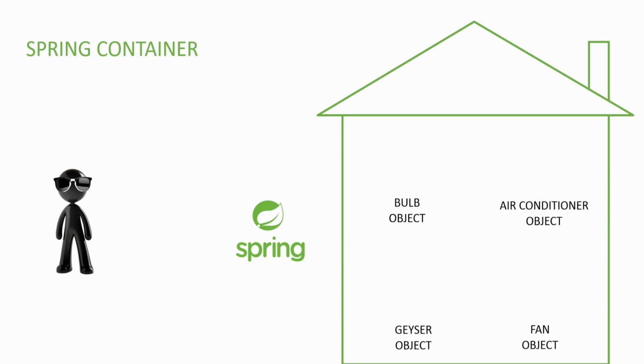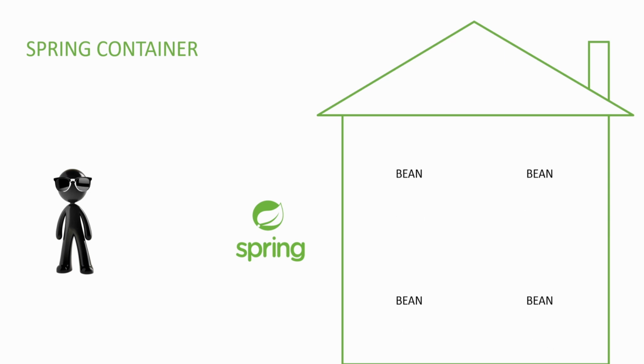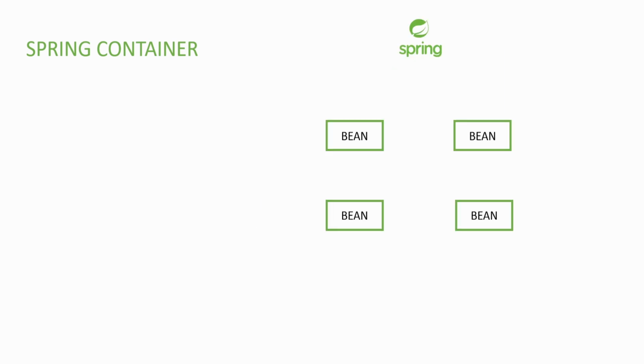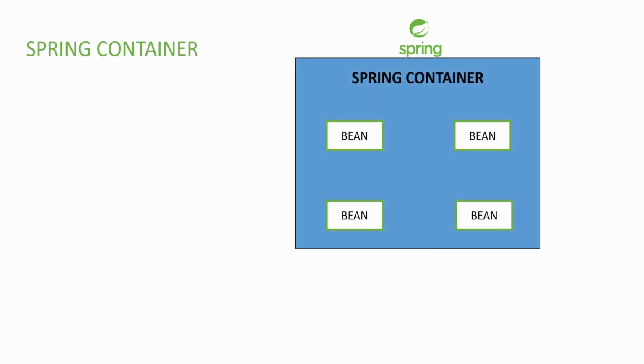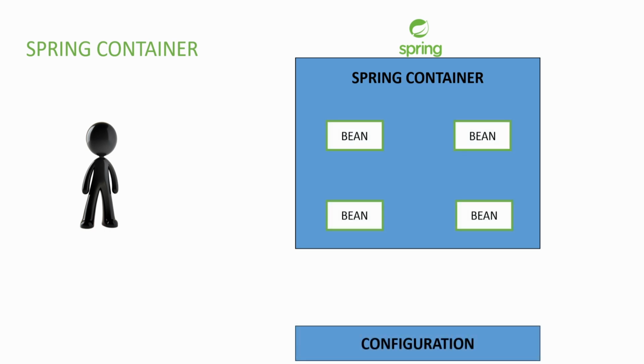In Spring Framework, these objects are called beans. But what do these beans look like? Or where are these beans getting created? Well, these beans are created in a container called Spring Container, which is provided by Spring Framework itself. So whenever the developer requests any object or bean, the Spring Framework creates these beans with the help of a predefined configuration. This configuration can be an XML or Java file, and based on this configuration, Spring Container creates those beans and hands them over to the developer.